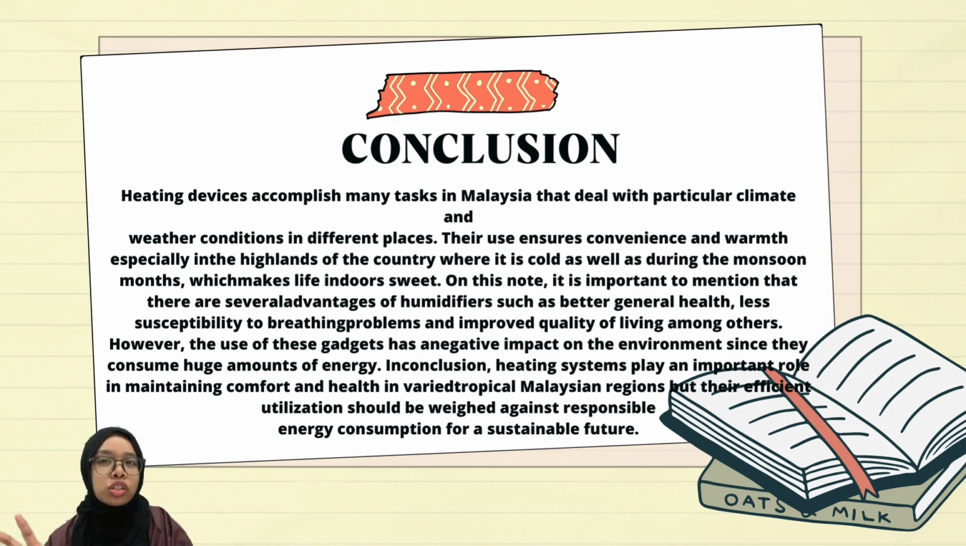However, it's also crucial to recognize the environmental impact due to high energy consumption. So in conclusion, heating systems play a vital role in ensuring comfort and health in the diverse tropical regions of Malaysia, yet as we embrace their benefits, it's equally important to consider their efficient use and the responsible consumption of energy for a sustainable future. By making mindful choices and adopting energy efficient practices, we can enjoy the comfort of heating systems while safeguarding our environment.